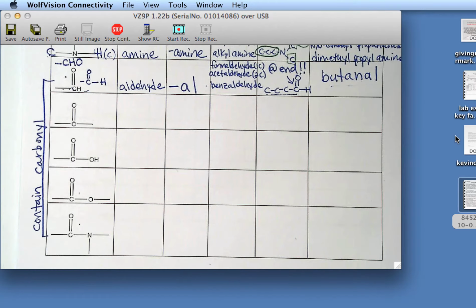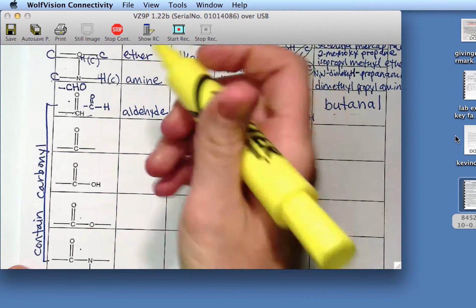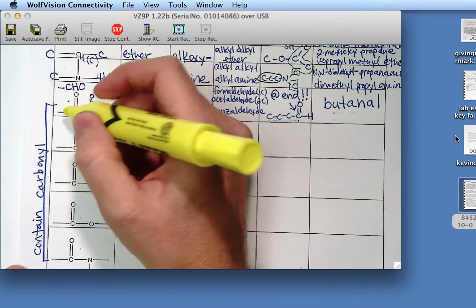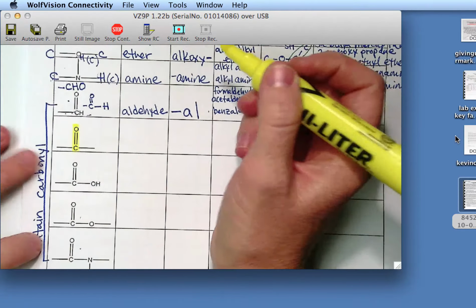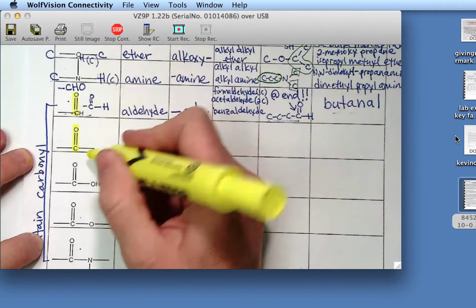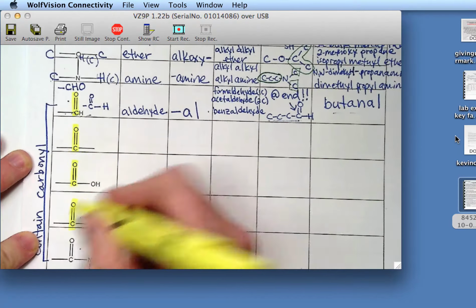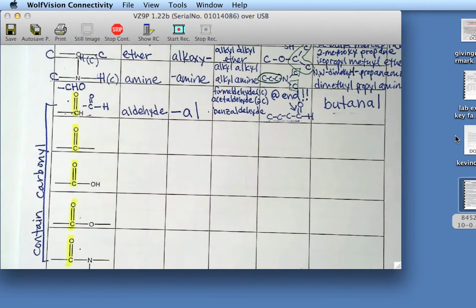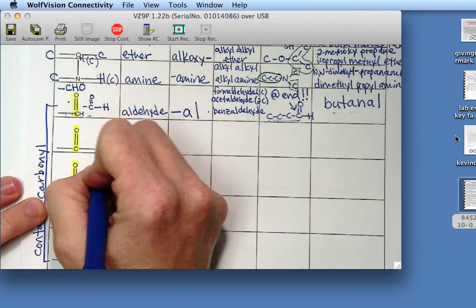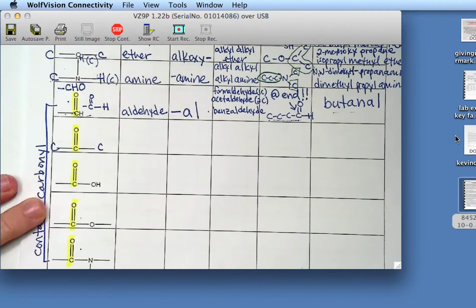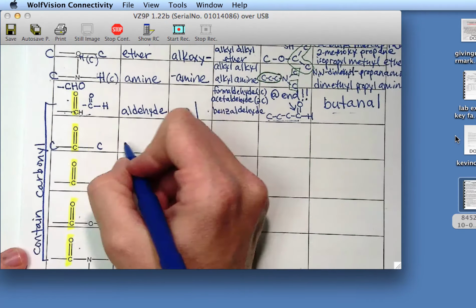Okay, so another carbonyl containing functional group that we're going to learn about is a ketone. So remember, the carbonyls are C double bond O's. So all the C double bond O's, that's the carbonyl. The next functional group is a carbonyl sandwiched between two carbons. So that is called a ketone.